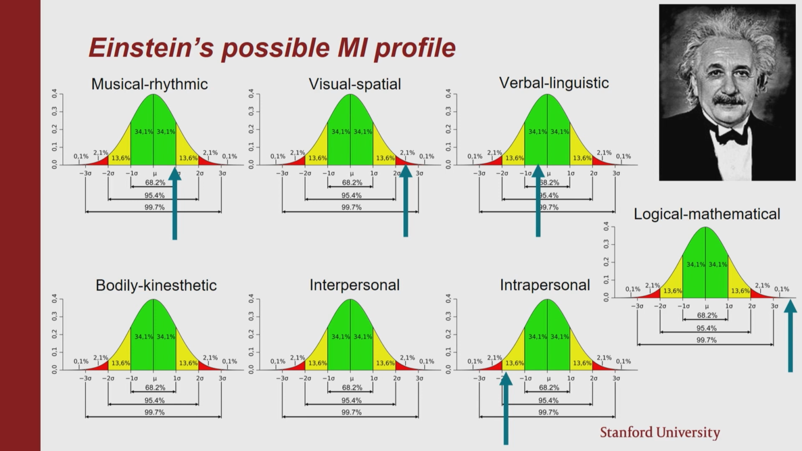And intrapersonal, not as good. Interpersonal, maybe even a little bit lower. Bodily, kinesthetic, probably average. So a genius can have some really big challenges in some areas, but not all areas. And if someone is able to, like Einstein, really think about what can be focused on and really go with it, then you can really change the world.